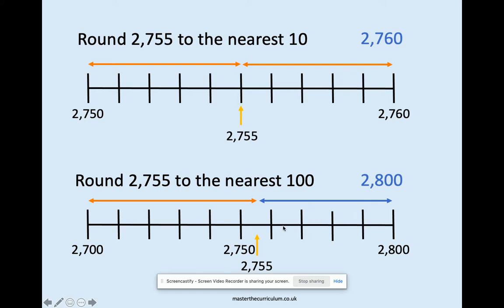So if I want to round that down, I have to look at my tens value for 2,755. It is 5, so it's more than 4, so we're going to round up. I'm going to go to my next 100, and my next 100 here will be 2,800.